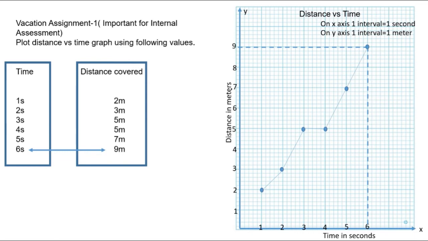So all details are very important: the name, the labeling, the units and the graph, right? So this was vacation assignment 1. All those who have already completed this as it was told will get full marks, right? Now from here onwards we shall see vacation assignment 2, which includes questions related to the same graph, right?